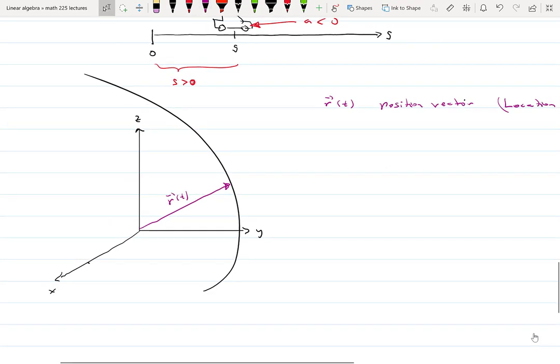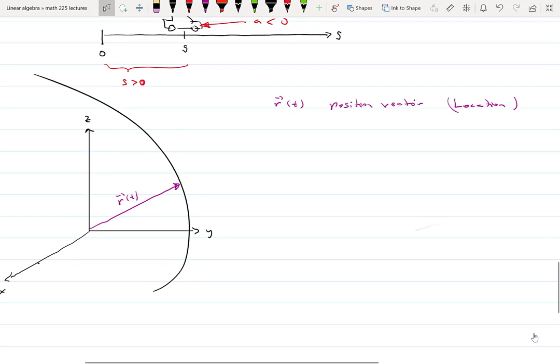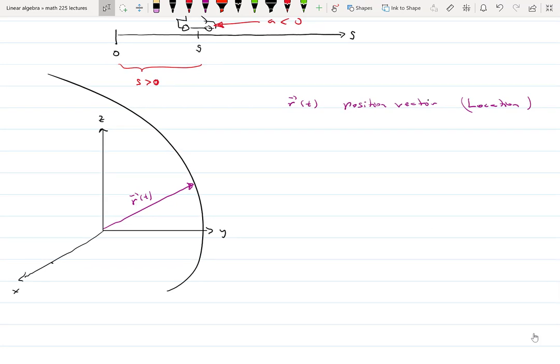The tip of the position vector gives you a point in 3-space. Okay. We have velocity, which is also a vector, is dr/dt, or r prime. And this is our velocity vector.